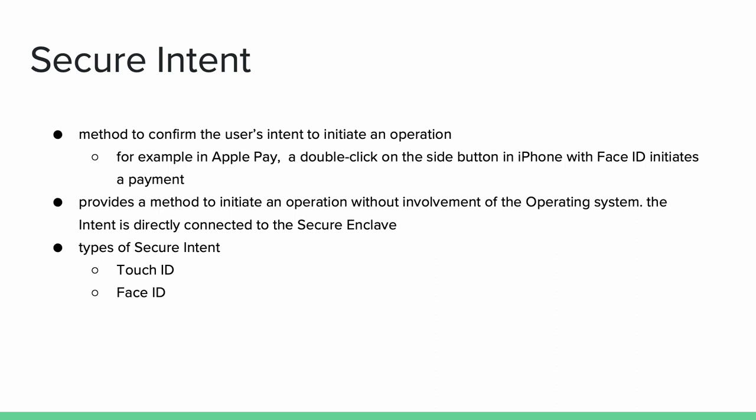This intent is for any other operation, but since our subject is more towards payment, I'm talking about only payments here. So if you double click on the power button, then it initiates a payment, basically a gesture to perform a particular operation. Whenever you perform that gesture, without the involvement of the normal operating system or the application processor, the operation is directly initiated onto the secure element. When you perform a double click, there is no involvement of the normal operating system which takes care of the day-to-day activities. The secure element directly comes into the picture. So the operation directly initiates a payment.